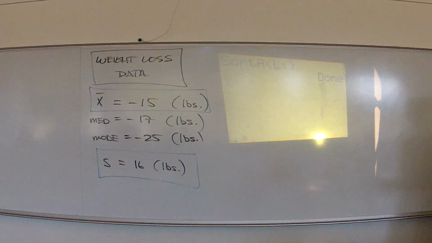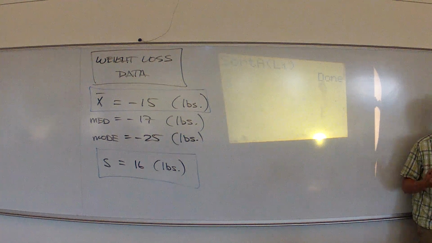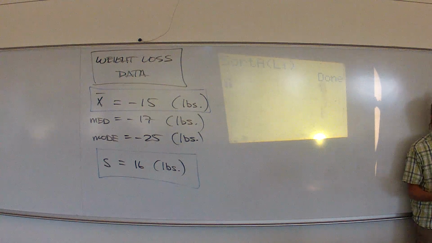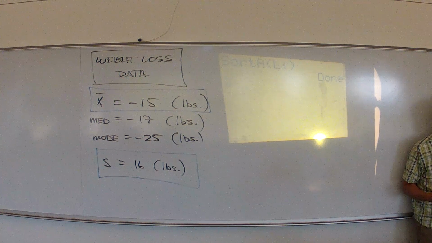So here's the steps to get a histogram on an 83/84. First thing you want to do is press the second function button, which on mine is blue. Some of you may have a yellow one because it's a TI-83, totally fine.